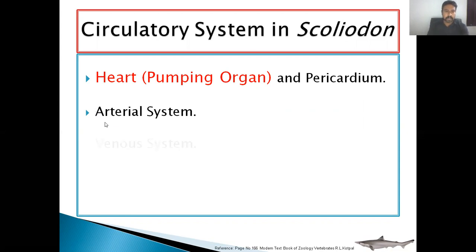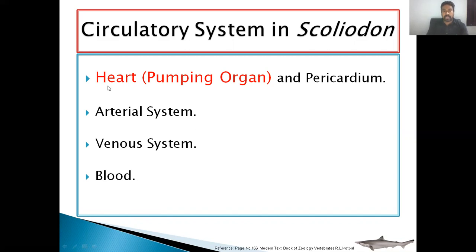The arterial system is made up of arteries, which are the vessels which supply blood to the organs. The venous system is made up of veins, which collect blood from the organs. Means these arteries supply oxygenated blood to the organs, and the venous system made up of veins collects deoxygenated blood from the organs. And the blood is the connective tissue, a fluid in which all the important nutrients, respiratory gases and all the excretory waste are dissolved.